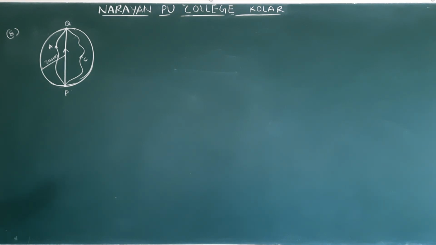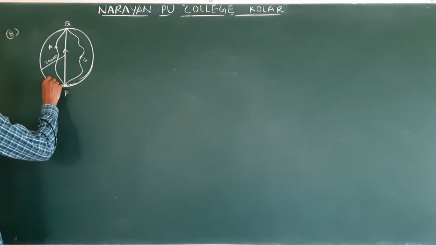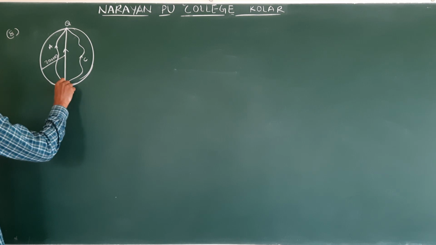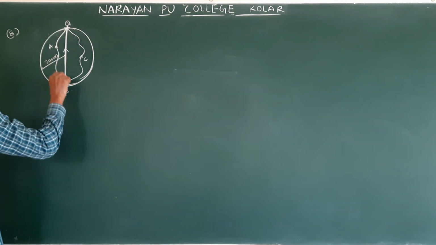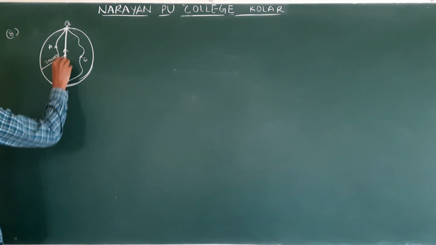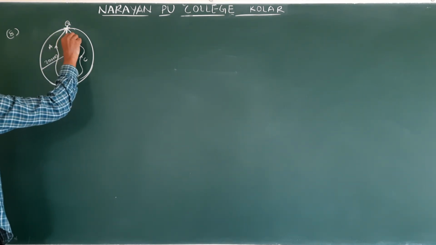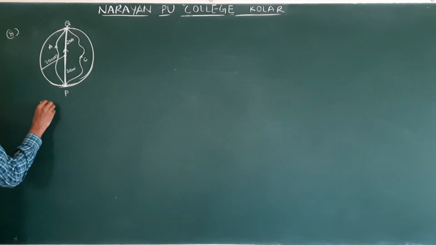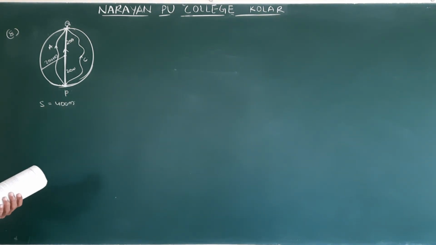What is the magnitude of the displacement vector for each? They started from P. The initial point for the three girls is the same. The final point is the same for the three girls. Shortest path is nothing but displacement. So the radius is 200. Center to P is 200. Center to Q is 200. Total is what? Displacement S is equal to 400 meters. This is the first question.